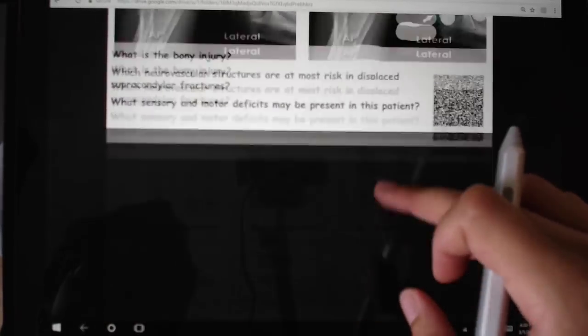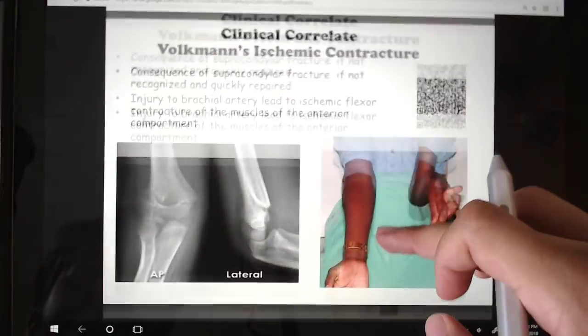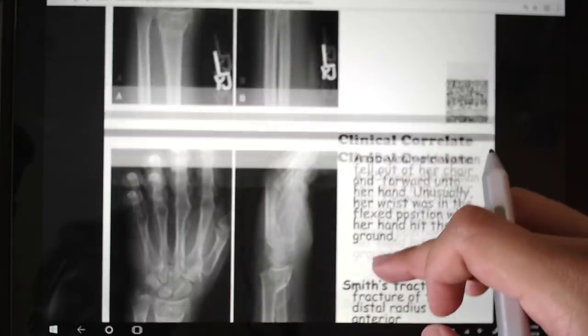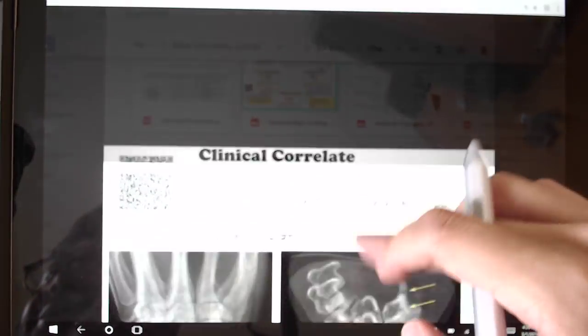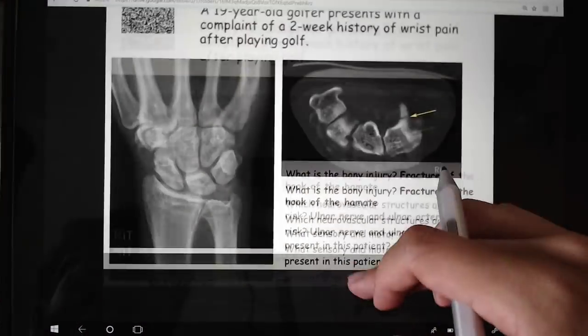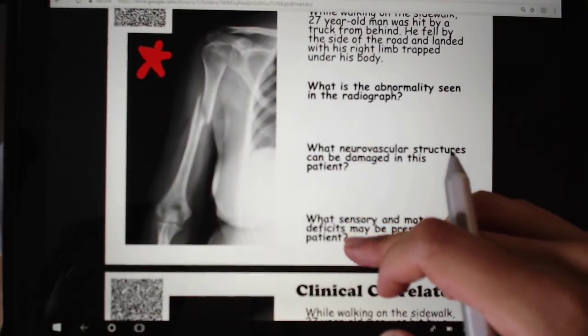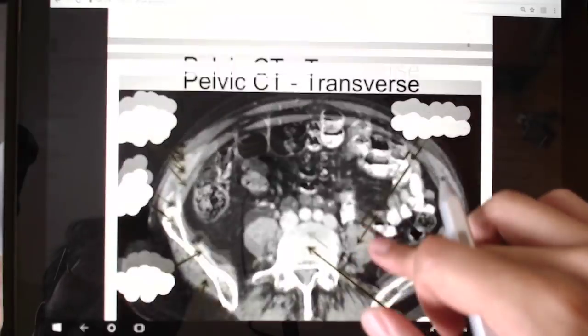All right, let's go on to these CT scans. Where are they? Sorry. As you can see, there's a lot of imaging in MSK in general, but how much you get tested on it really depends, and there's a clear fracture right there, right?